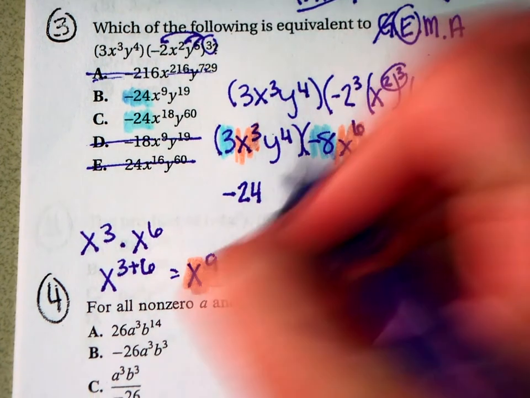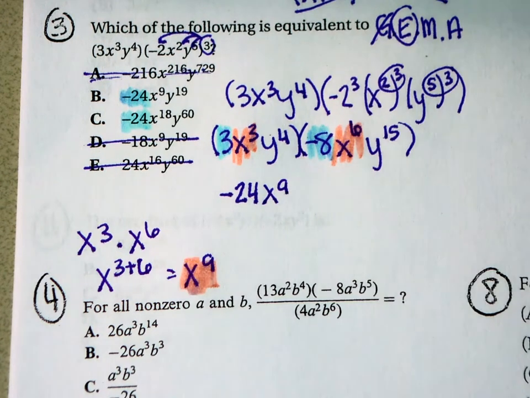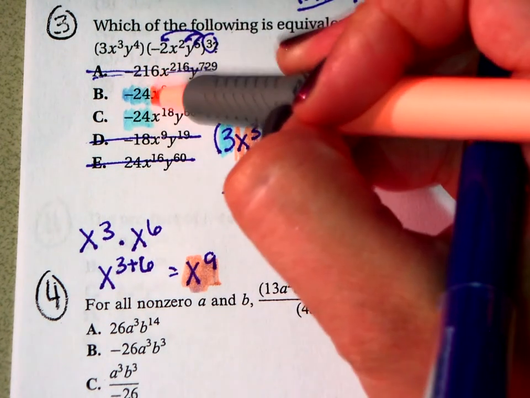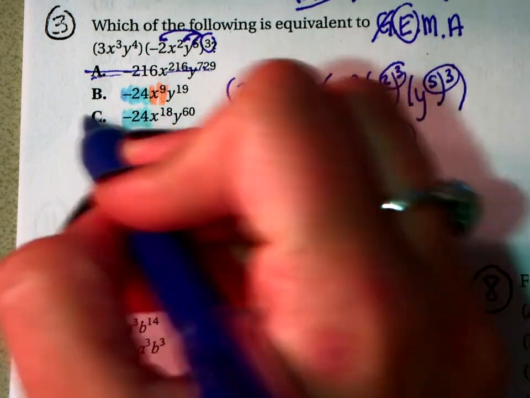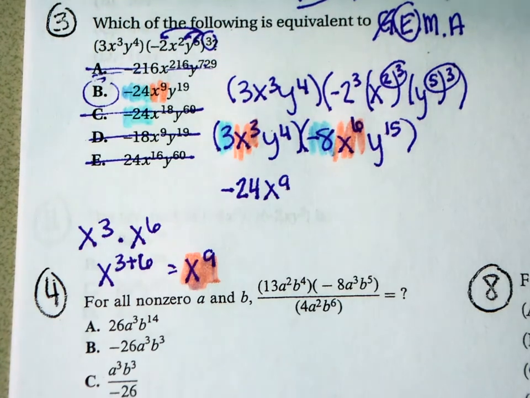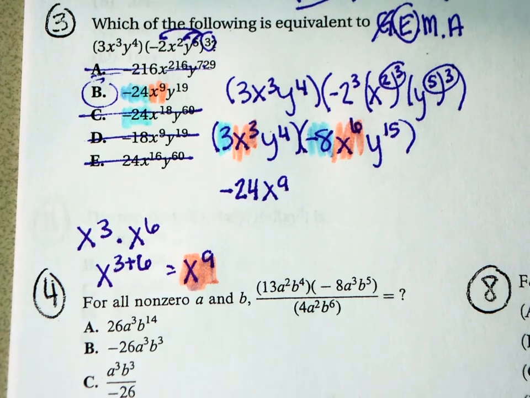So I'm going to pause and look at my problem, and I see that I have an x to the 9 right here, but I have x to the 18 right here. So that lets you know C is out and B is the right answer. So be mindful that you do not have to finish the problem. Once you find the answer and you know without a doubt that that is the right answer, stop doing the problem. You don't get bonus points for doing more work than you need to.